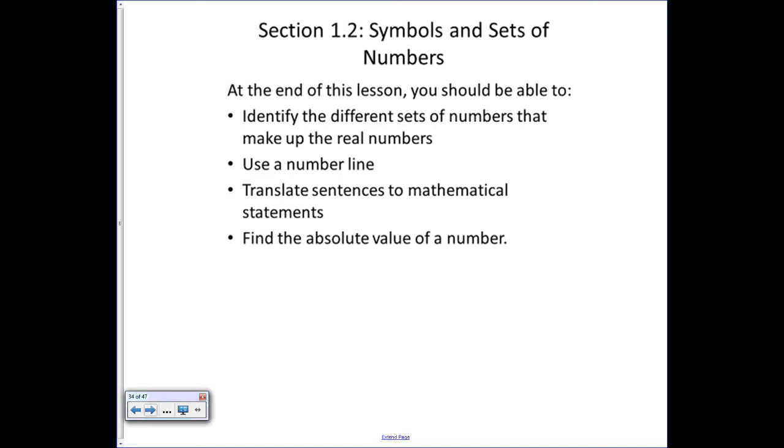So at the end of this lesson, you should be able to identify the different sets of numbers that make up the real numbers. So natural numbers, whole numbers, integers, rational and irrational numbers. You should be able to use a number line. You should be able to translate sentences into mathematical statements, and then find the absolute value of a number.